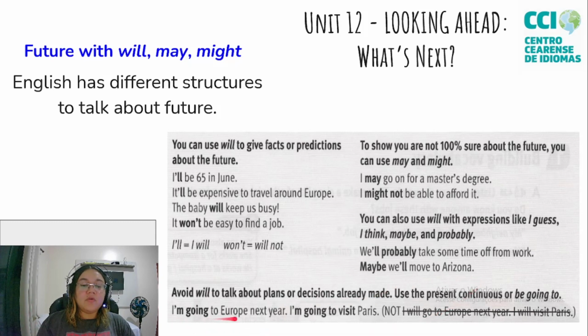So if you already made plans to travel to Europe, you say, I'm going to Europe next year. You have already made your plans, you already bought the tickets, you are already going to Europe. You say, I'm going to visit Paris. You already bought the ticket to Paris, so you already made this plan in the past. You don't say, I will go to Europe next year. I will visit Paris. You say, I'm going to visit Paris. And this is something that you guys studied, as I said.